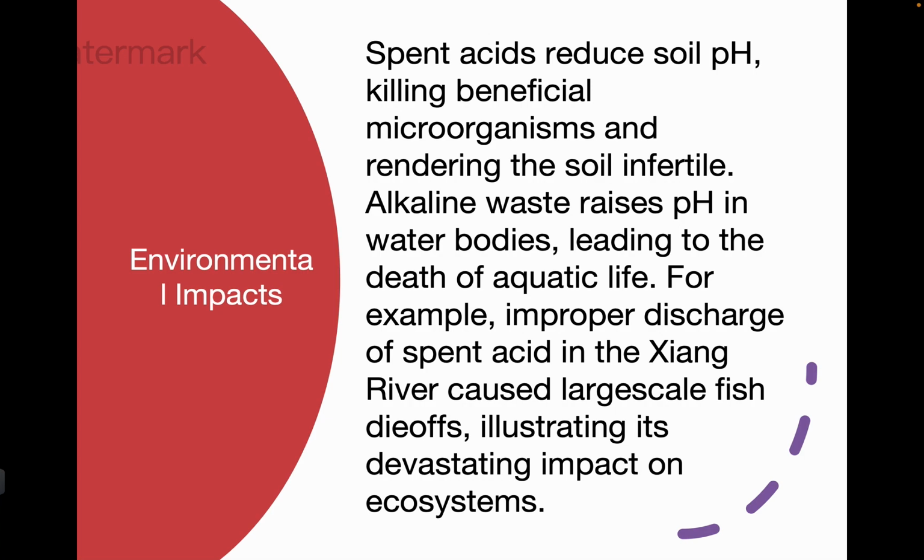The environmental consequences of spent acids and alkalis are severe. Spent acids lower soil pH, destroying the microorganisms that are vital for nutrient cycling, rendering the soil infertile. On the other hand, alkaline waste increases the pH of water bodies, disrupting aquatic ecosystems and leading to fish die-offs. A notable case is the Siang River incident in China, where improper disposal of acidic waste caused large-scale ecological devastation. Such examples highlight the urgency of managing these substances to protect biodiversity and prevent long-term damage to natural systems.